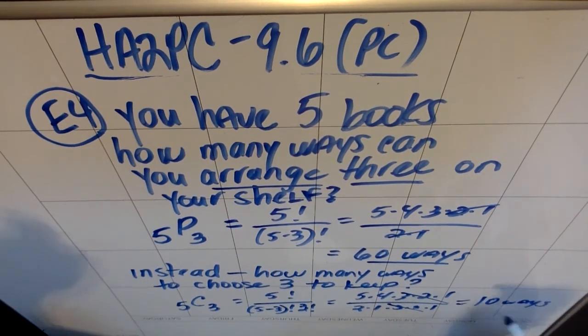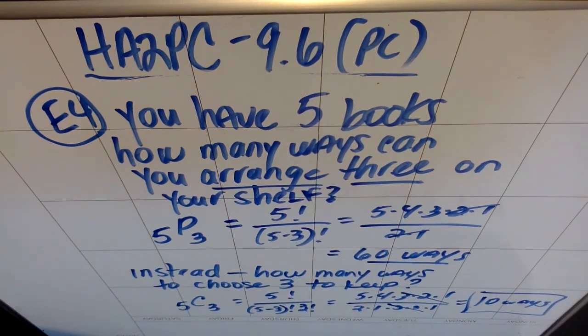So if I just wanted to know how many ways I could choose any 3 of those books, there would be 10 ways. But if I now care about the different ways I order those books, there are 60 ways. So that's kind of the gist of how this works.